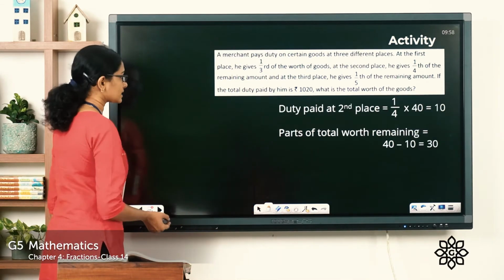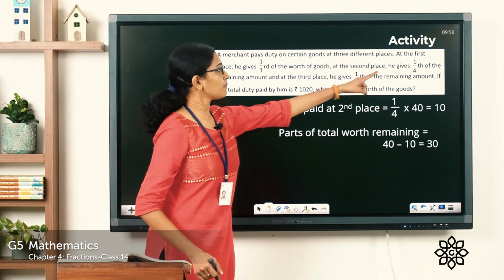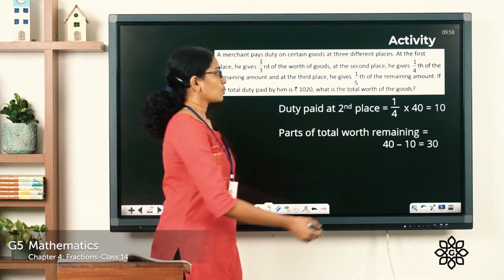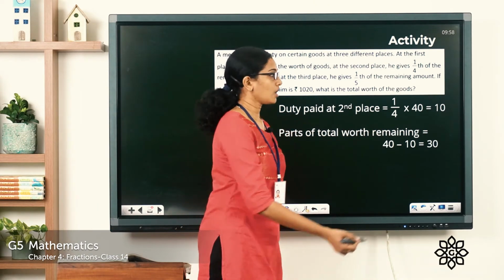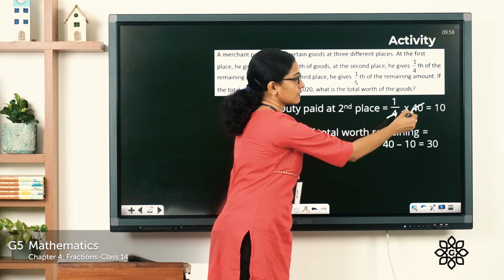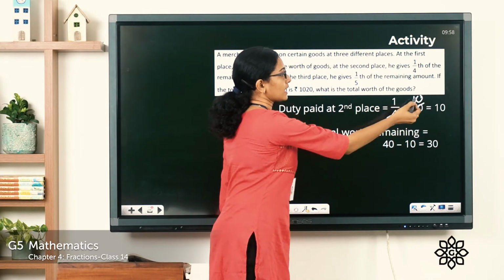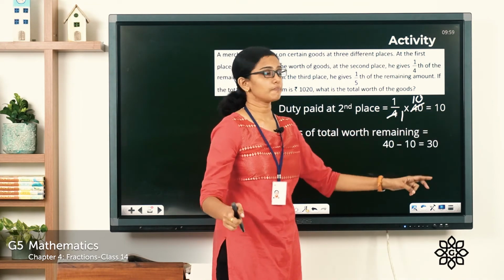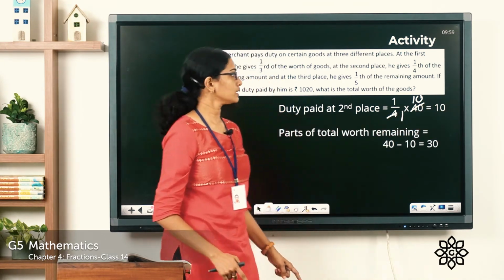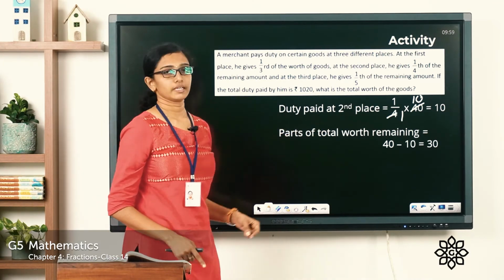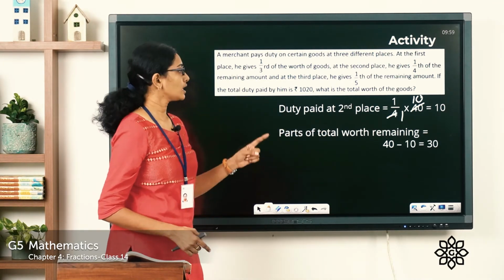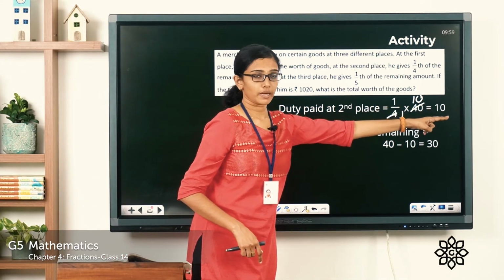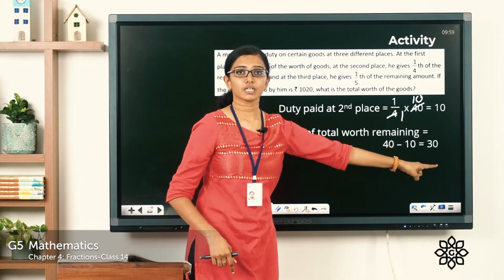Now in the second place, he will be paying 1/4 of this 40, the remaining amount, right? So 1/4 of 40 is equal to how much? 4 divided by 4 is 1, 40 divided by 4 is 10. So 1 into 10 by 1, that is equal to 10. So he paid 10 parts of the total worth as the duty at the second place. Clear? Now how much is remaining after paying the duty at the second place? From this 40, 10 was paid. So 40 minus 10, we have 30 parts remaining.